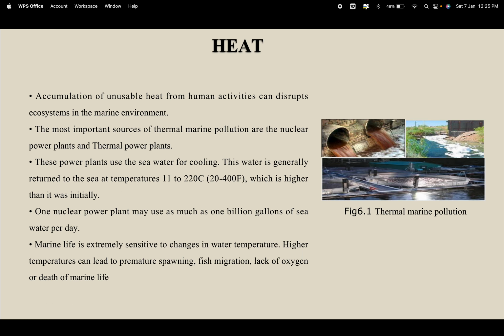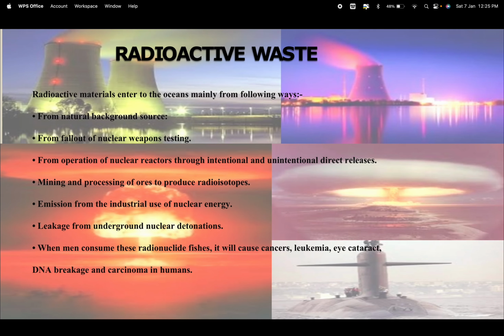Heat. Accumulation of unstable heat from human activities can disrupt the ecosystem in the marine environment. The most important source of thermal marine pollution is the nuclear power plants and thermal power plants. These power plants use seawater for cooling. The water is generally returned to the sea at a temperature 10 to 22 degrees Celsius higher than it was initially. One nuclear power plant may use 1 billion gallons of seawater per day.